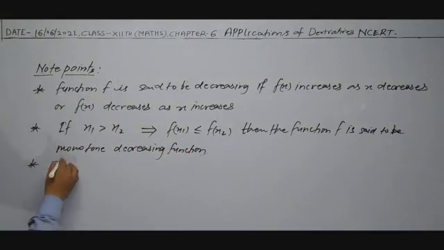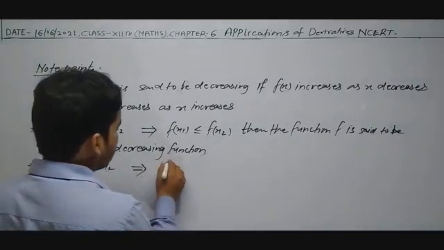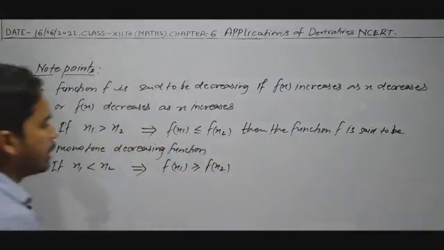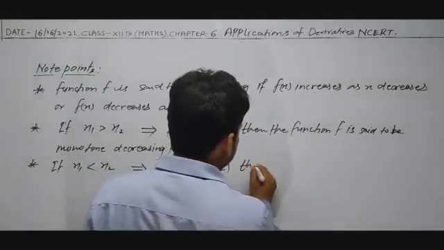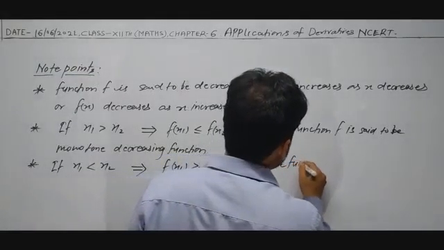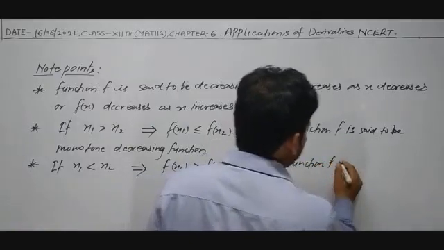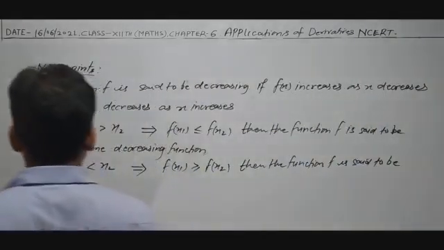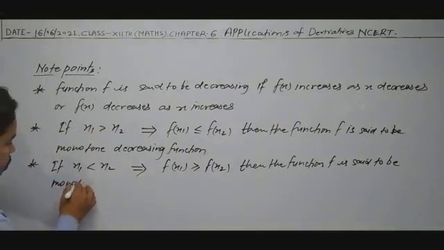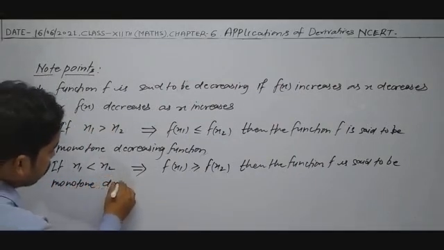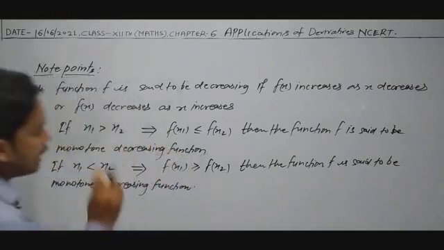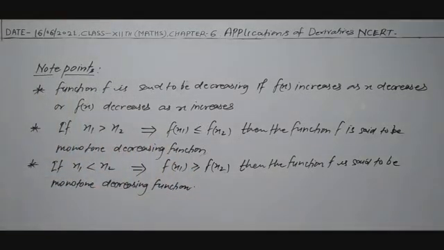Now similarly, third point, if x1 is less than x2, in case f of x1 is greater than or equal to f of x2, then the function f is said to be monotone decreasing function.